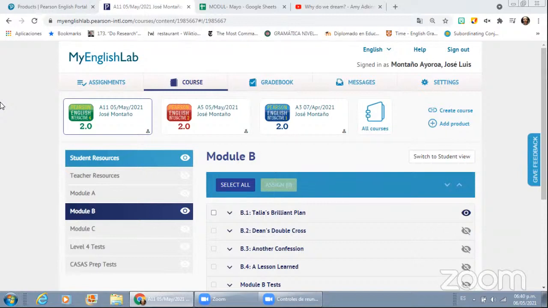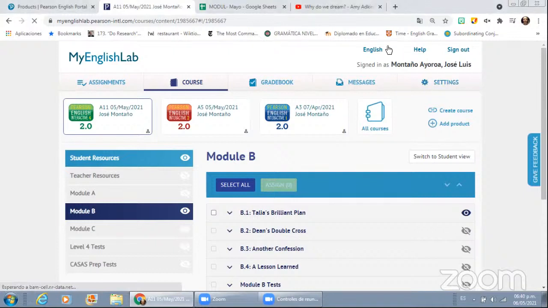So, are you with your laptop over there already, Mariana? Yes. Good. Go to Pearson, please, Mariana. I imagine that you used Pearson before, right? Yes, I am in Pearson right now. Good.